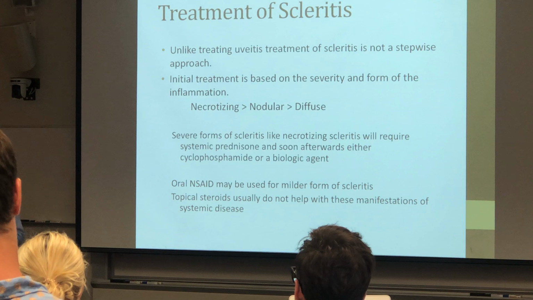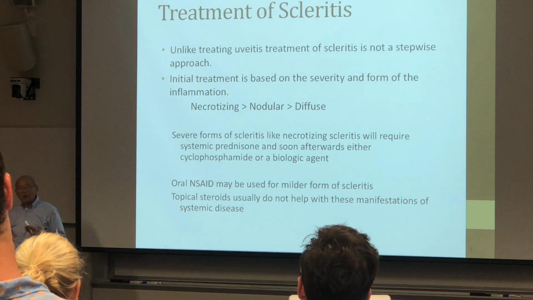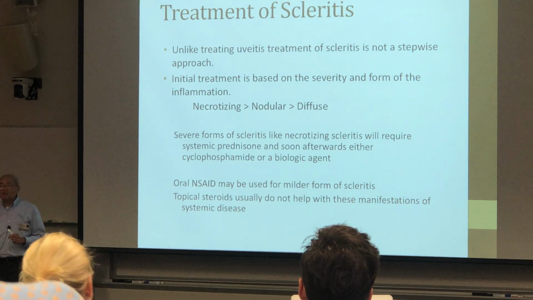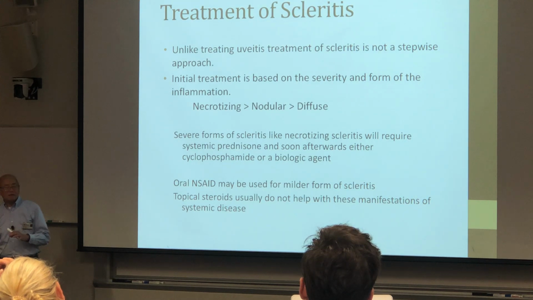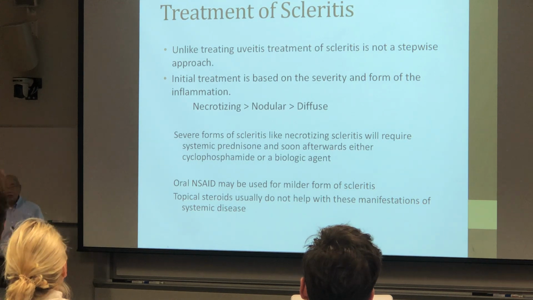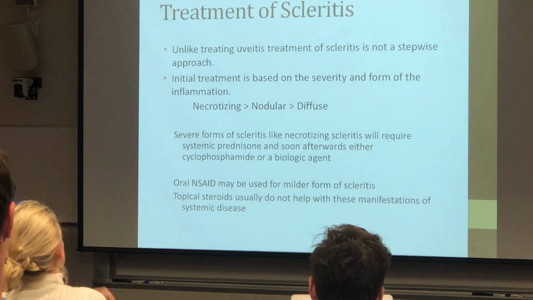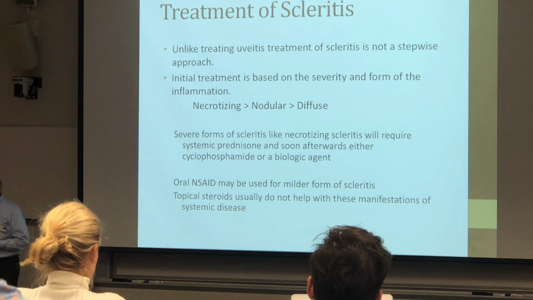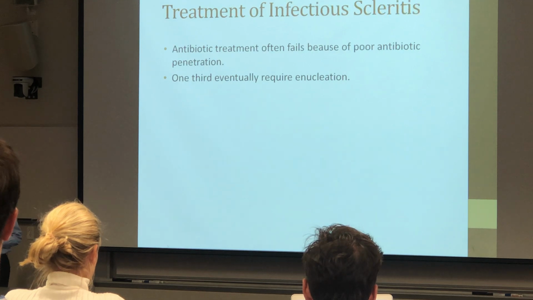The treatment of scleritis I mentioned earlier is not a stepwise pattern. If you see a patient with a necrotizing scleritis, you don't start off with an NSAID. You need to start off with immunomodulatory drugs at the beginning, either Cytoxan along with steroids. What you want to do is save the tissue that's melting away.